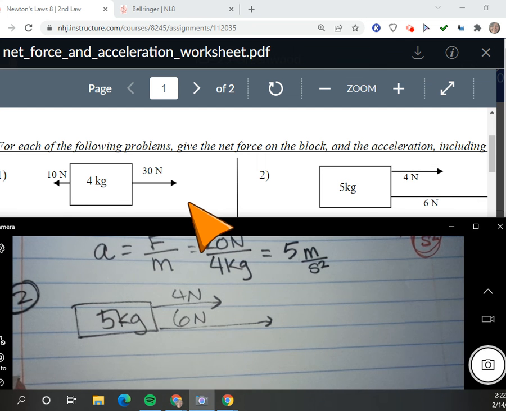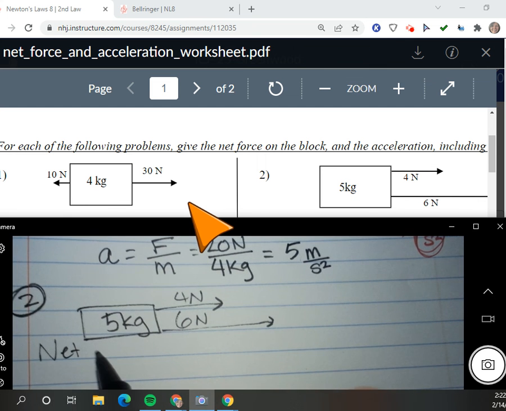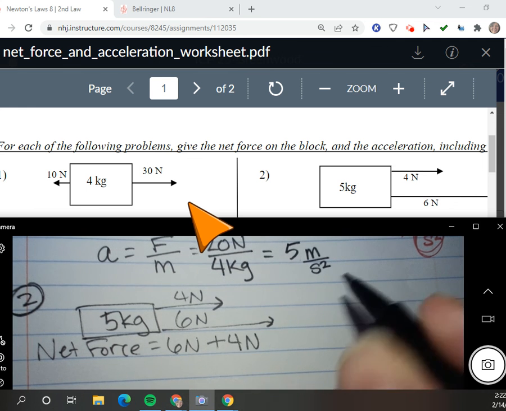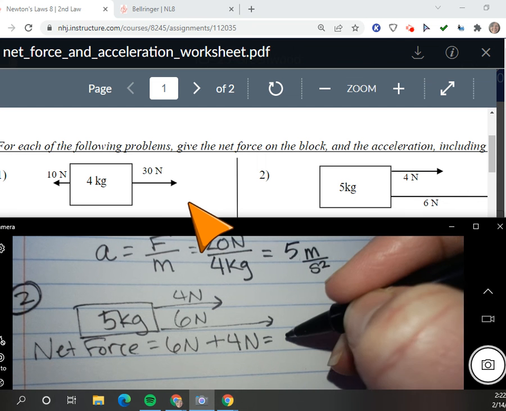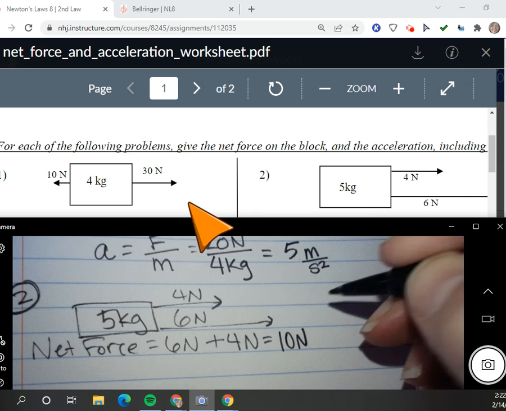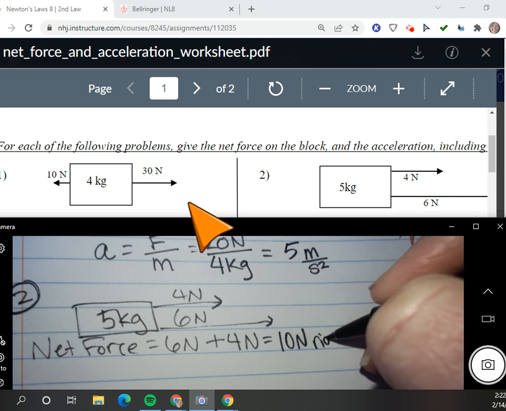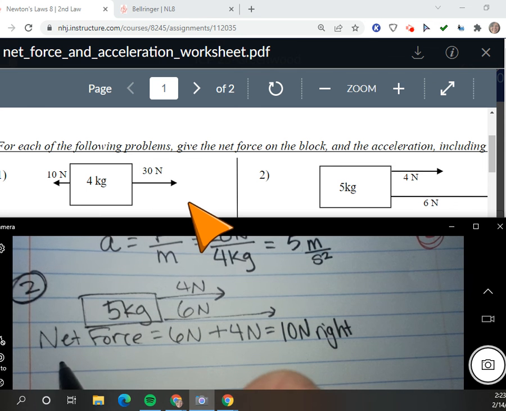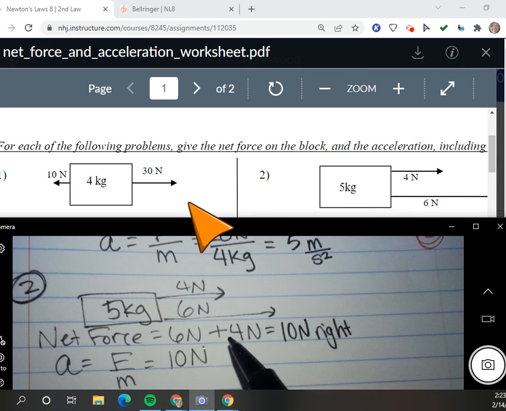Somebody said neither. Why neither? They're both going in the same direction, so that's correct. Net force is 6 newtons plus positive 4 newtons because they're both going in the same direction. So what is the net force? 6 plus 4 is 10 newtons. And we know that our direction is right because it's a positive number. So then they're asking us for acceleration. We just use that force from the problem up there and the mass from what we're given.